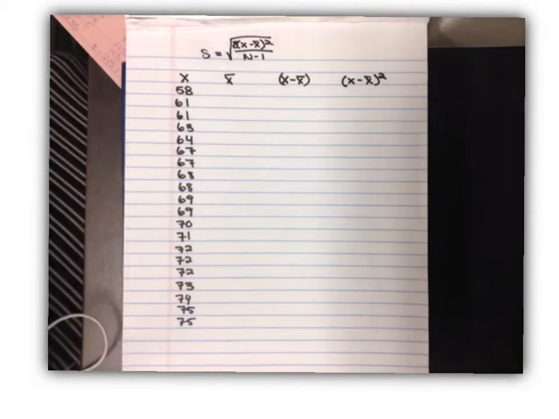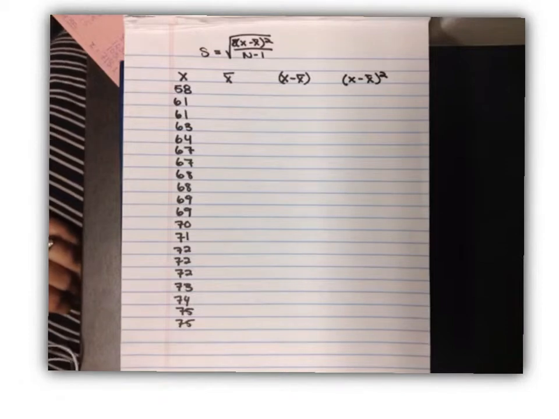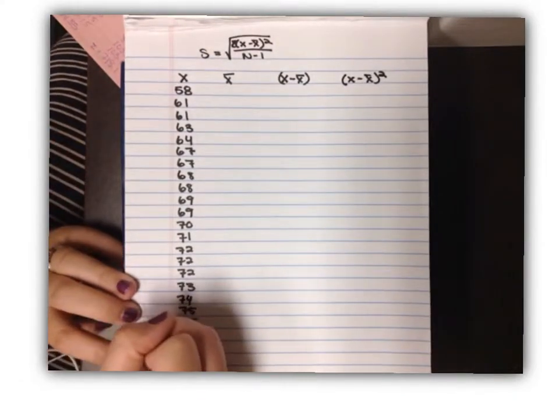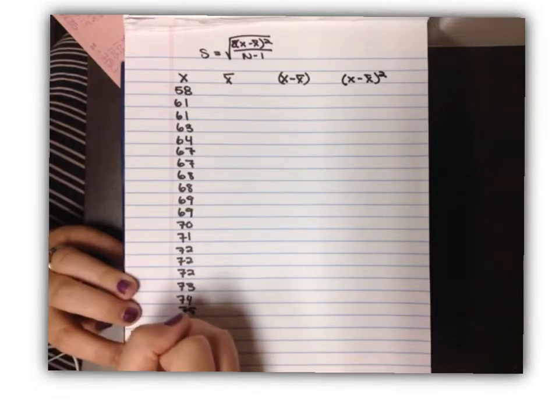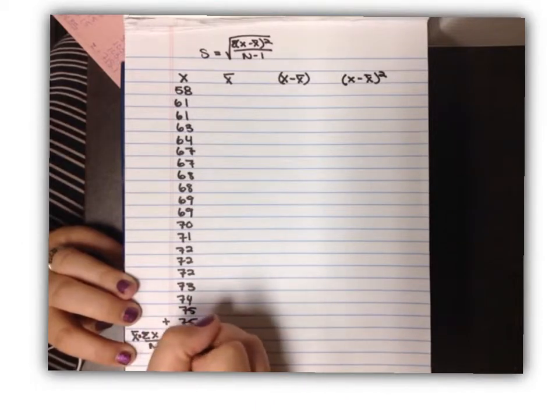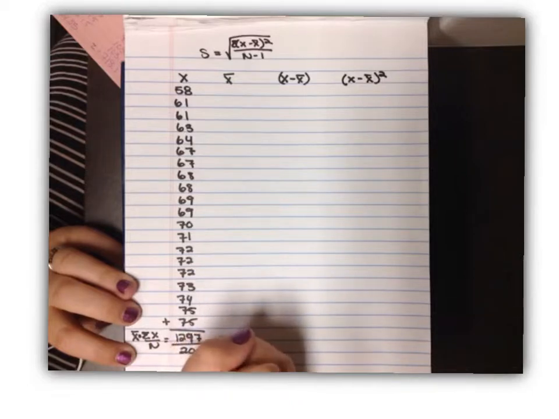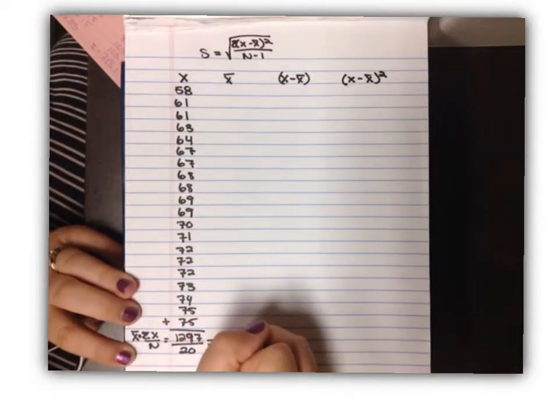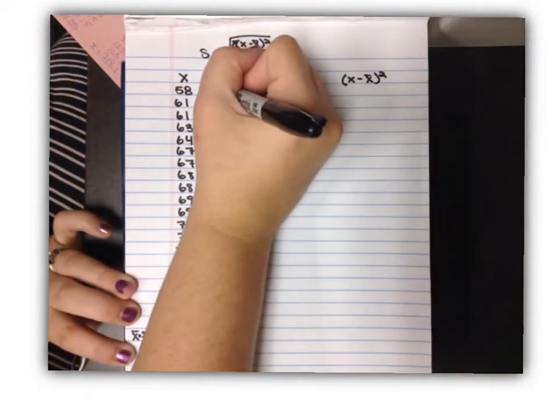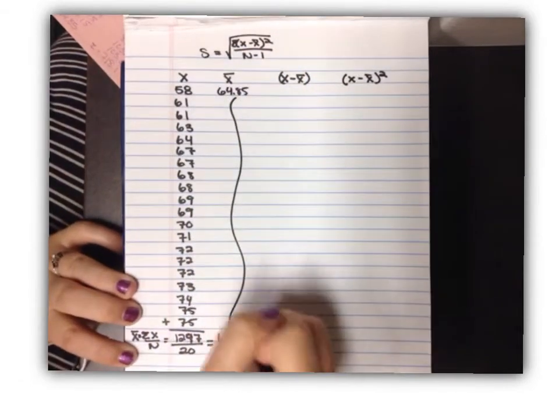All right, so the first thing we need to do in order to calculate the standard deviation is calculate the mean, correct? So we're going to need the mean for this column. So the mean is the sum of x over n. So we're going to add all of these up, and it's going to give us 1297. And we're going to divide by n, which is 20. And so our mean is going to be 64.85. So we're going to go ahead and put that over here in the mean column, 64.85. And it's going to be the same all the way down.